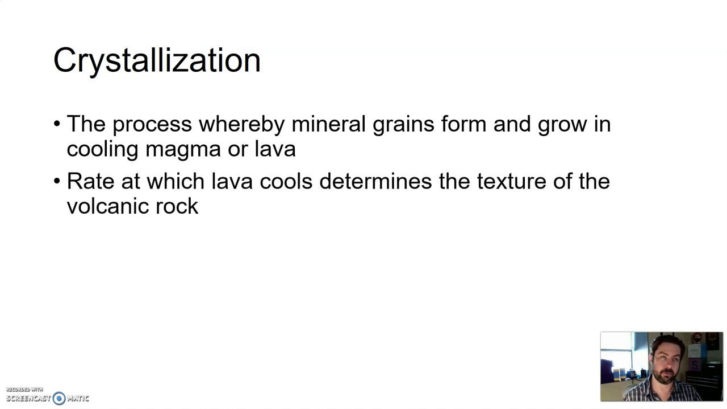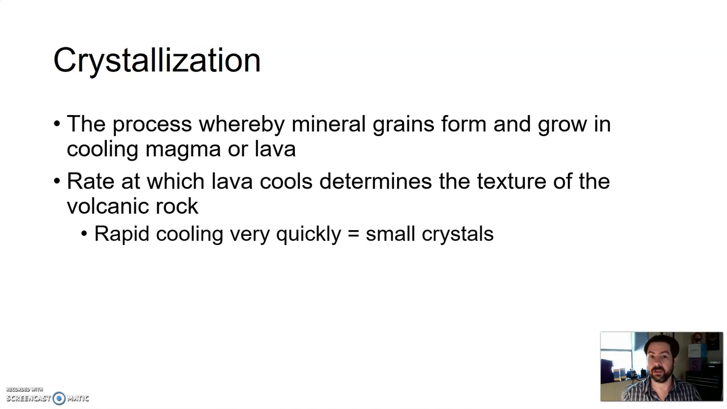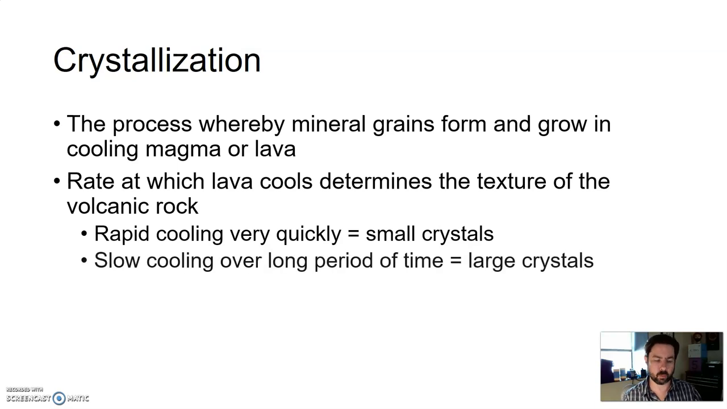Another variable in the different types of igneous rocks is the rate at which the material cools. So the rate at which lava or magma, in this case, cools. Does it cool quickly or does it cool very slowly? If liquid hot material cools very quickly, then you're going to get crystallization, so a rock formed with very, very small crystals. Whereas if a molten body of magma cools very slowly over a long period of time, you're going to get larger crystals.